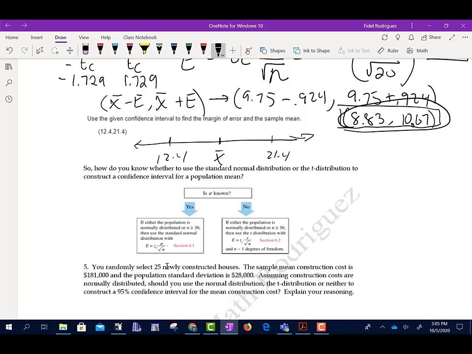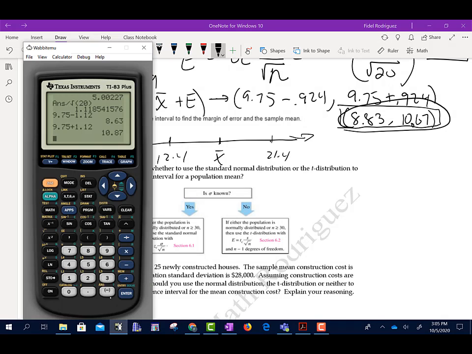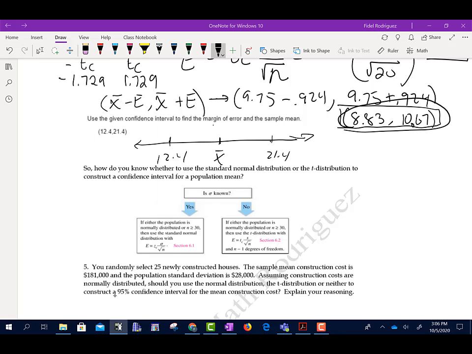So remember what we're going to do. We're going to take these two numbers here, and we're going to add them together and divide by 2. So let me take my calculator. I'm going to take 12.4 plus 21.4, add them together and divide by 2, and I'm coming up with 16.9. That is our number right here. Okay, so we know our X bar, 16.9.